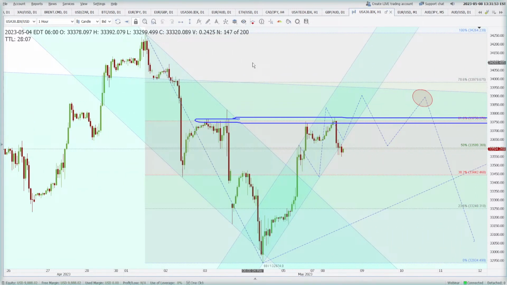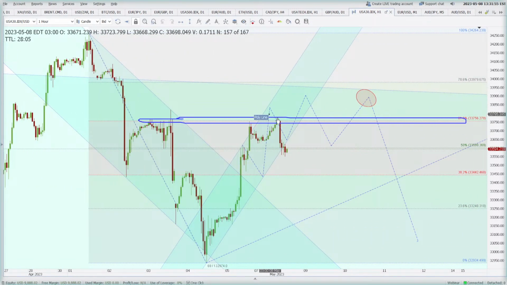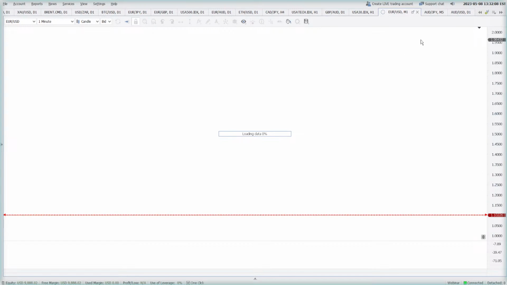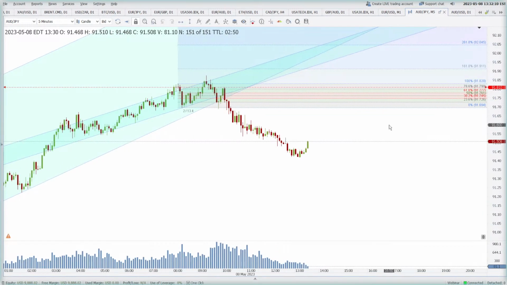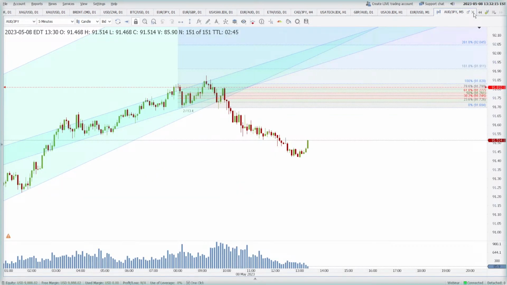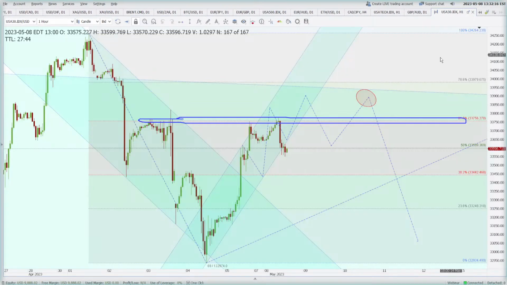USA 30, somebody was asking me about USA 30 yesterday, and I told him this was resistance, and this resistance has held multiple times. These are all my experimental charts that I have opened: a 1 minute chart of euro, 5 minute charts, and a daily chart. These are my personal charts, so let's not talk about these.